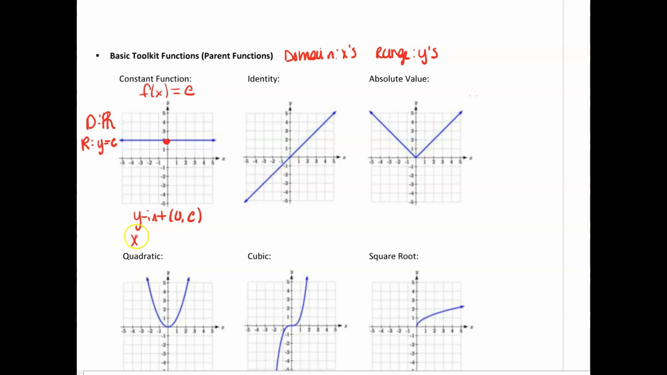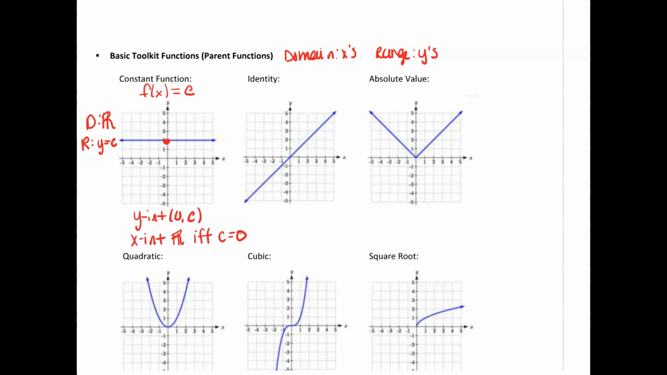And x-intercepts, well, it doesn't really have one. The only reason it would have one, it would be all real numbers, and that's if and only if your c is equal to 0. So if you have that horizontal line running on the x-axis itself.